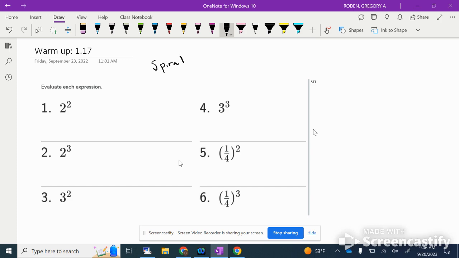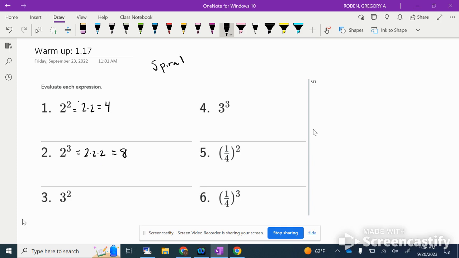So when we're talking about 2 to the second power, or 2 squared, I always like to write it out. This is 2 times 2, and 2 times 2 is 4. No big deal, right? And guys, this is all on our chart. There's nothing new here. 2 to the third power is 2 times 2 times 2. We know that is 8, because we have that in our chart.